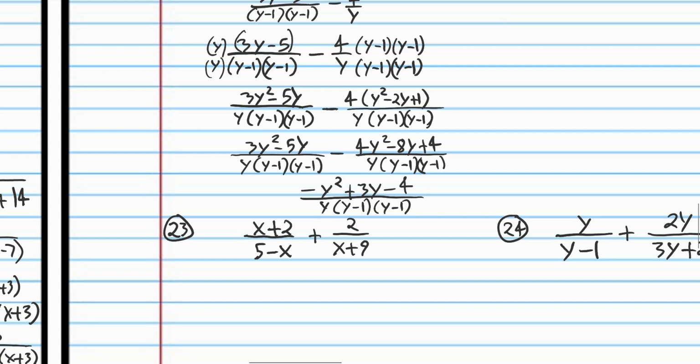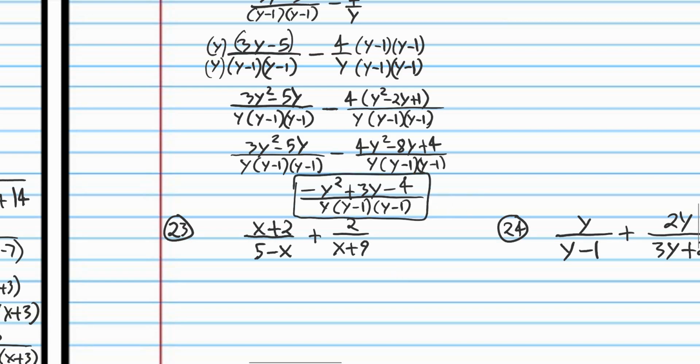Now, I also want you to be aware that this y minus 1 times y minus 1 can also be written as y minus 1 to the second power, and I can pretty much guarantee you that that's the way your book is going to write it. So if you look at the answer in the back of your book, and you see this expression in place of this expression, that doesn't mean that you got the answer wrong. They just wrote it in a different way.